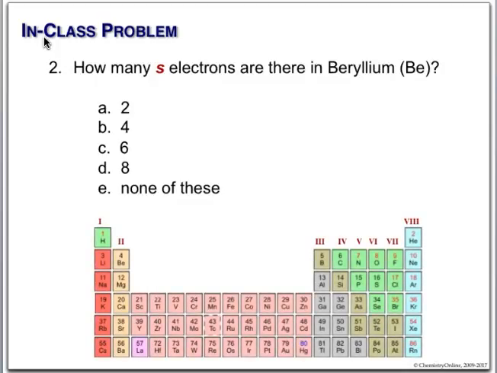How about beryllium, Be? How many s electrons total are there in beryllium? There's beryllium. It's in the second period, so the first is full. How many s electrons in the first? 2. So beryllium, and this is the s block, this has 1, 2. 2 plus 2 is what? 4.